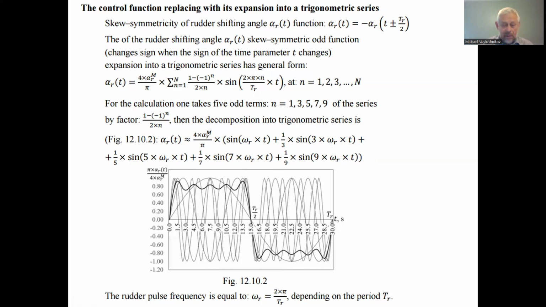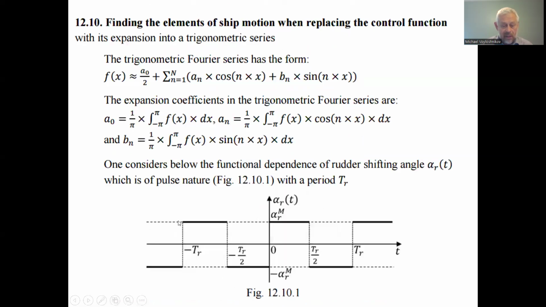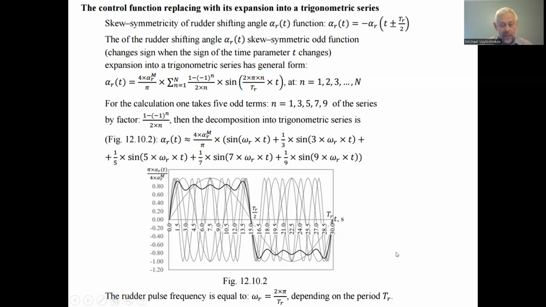But when we substitute this all into the considered expansion of the angle of the turning of the rudder, so instead of this one impulse nature type of the diagram of the rudder angle turning on time dependence, we have almost the same, but we can see this is a first impulse, the second impulse, and next unlimitedly.